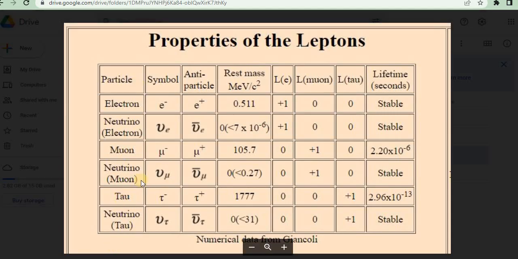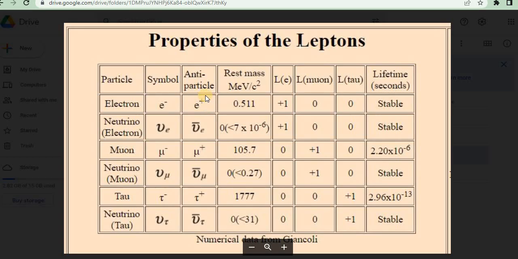All of these are leptons, and these are the symbols we use. For the neutrino, we use this Greek letter. Again, I have created a video on the Greek alphabet. You can watch that, and you will be familiar with all the Greek letters, because we use a lot of Greek letters in physics. Then we have the subscript e, because it's the electron neutrino. Then the muon, this is the Greek letter mu, and we write the subscript because this is the muon neutrino. Then the Greek letter tau, then the tau neutrino.